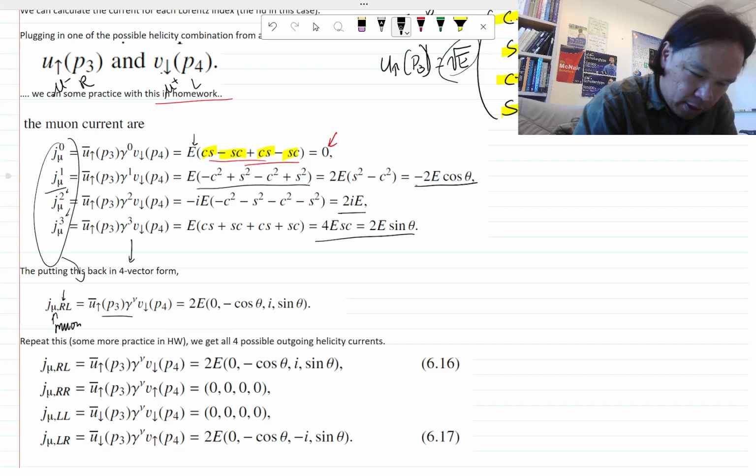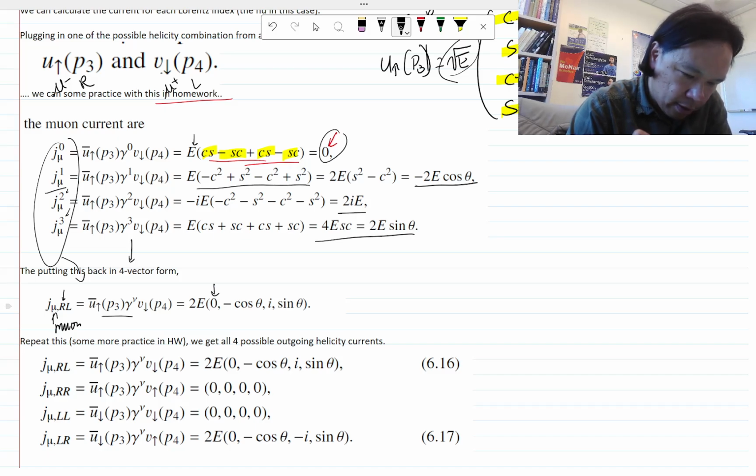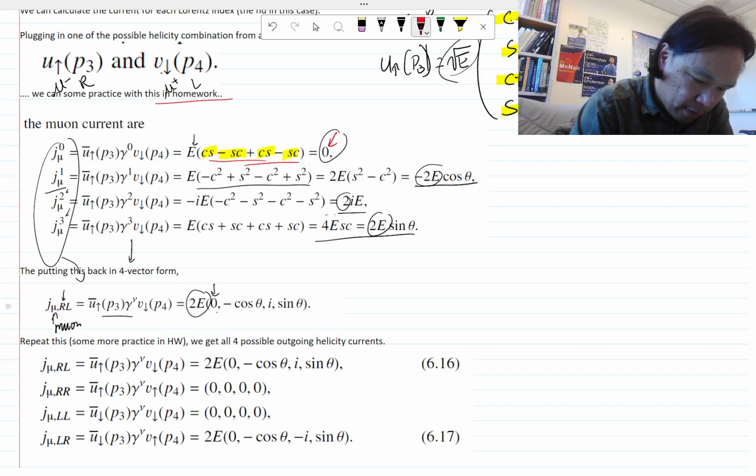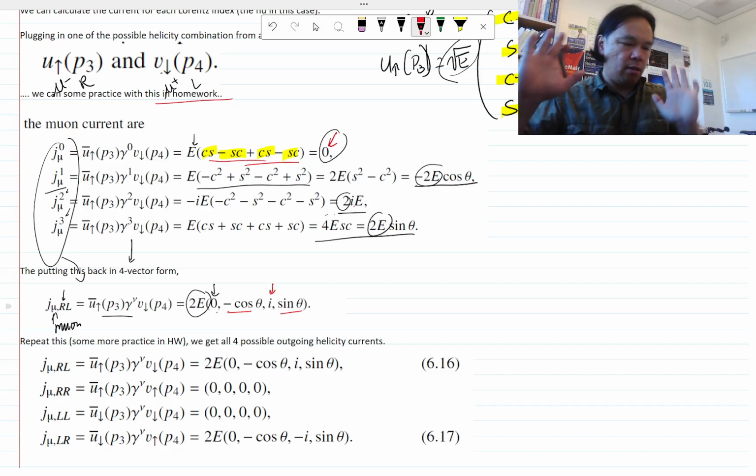And then if you put this all together, the first component is going to be 0. And then if you factor out a common 2E amongst all of these, do that in red, you'll find that the second component is going to be negative cosine of theta. The third component is just i. The fourth component is going to be sine of theta.